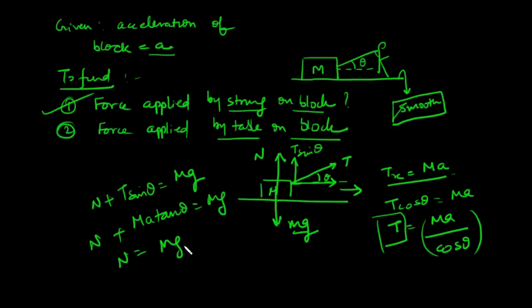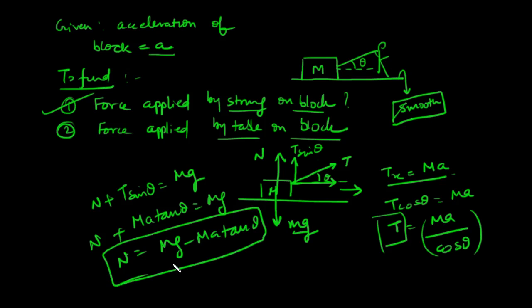N would be equal to mg minus ma tan theta. This is the answer. Okay, so this is the force applied by the table on the block. So we have solved the second part.